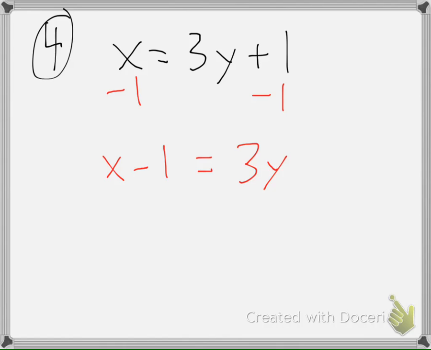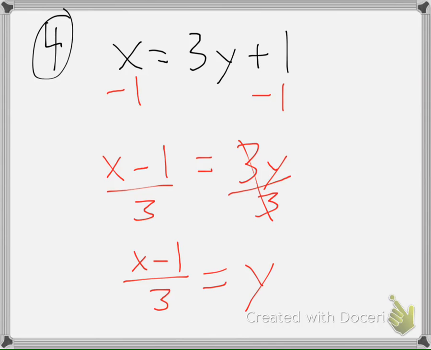Anyway, now I still don't know what y is. I still need to divide by 3. So I get x minus 1 divided by 3 equals y.